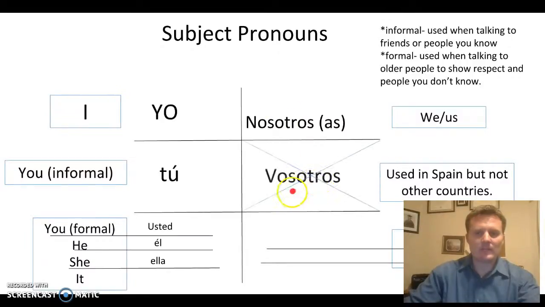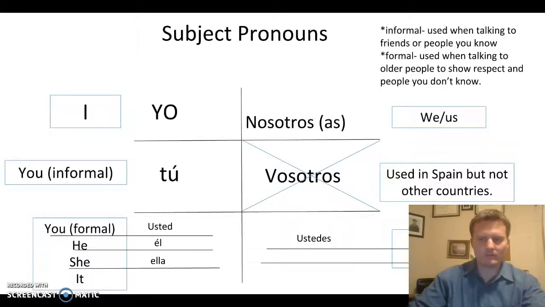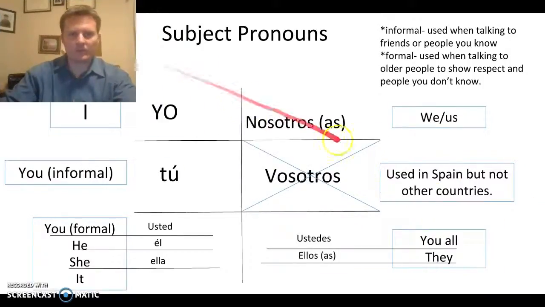This one here is vosotros, and this is not used. Okay? So most Spanish teachers, including myself, don't teach it because it's only used in Spain. Moving on down to the you all, this one would be ustedes. Ustedes. Move that over just a little bit. See if I can widen this. Okay. I'll put myself over here now.